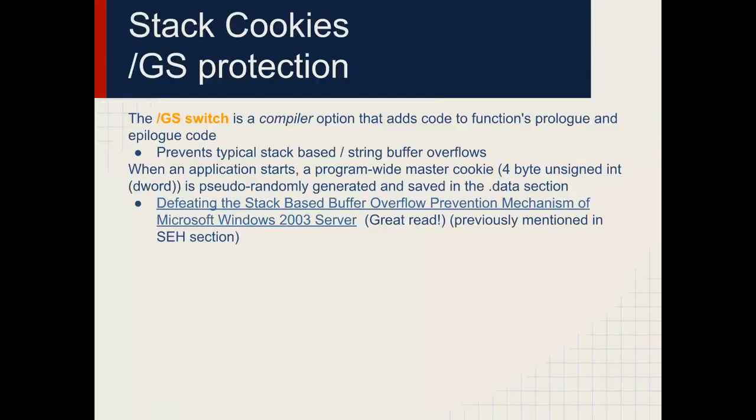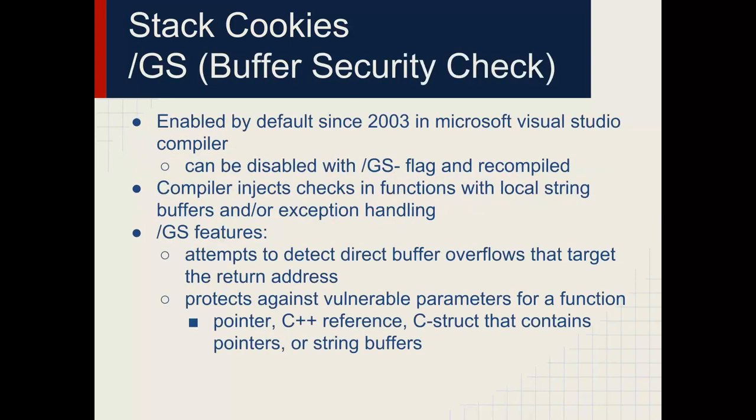GS stack cookies is a compiler option that adds to a function's prologue and epilogue code to prevent overwriting a return address and other useful pointers. It has been enabled by default since 2003, and it can be disabled. However, it's never recommended. But it allows you to detect buffer overflows that try to target the return address, as we've already stated.